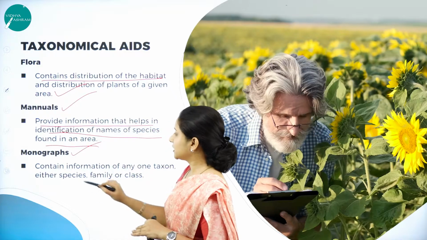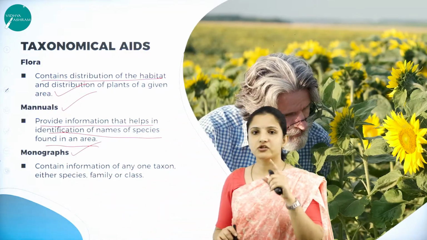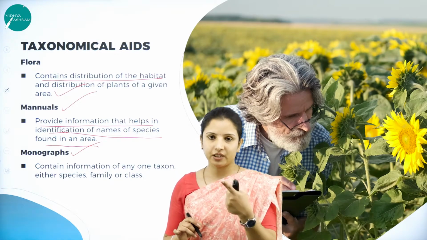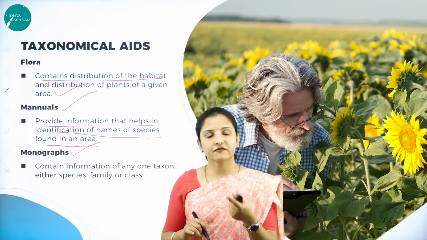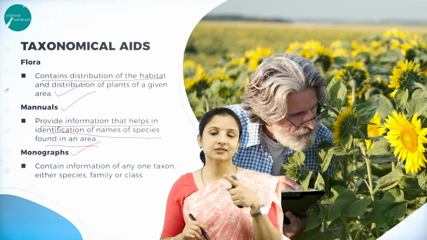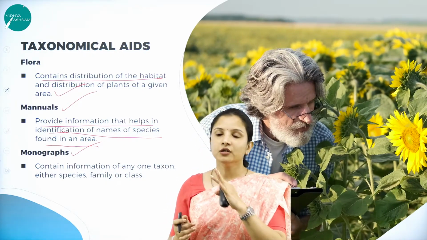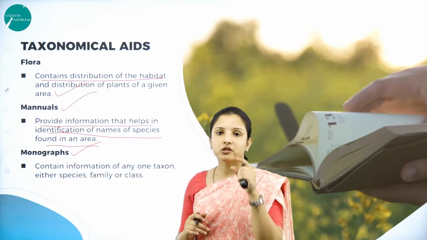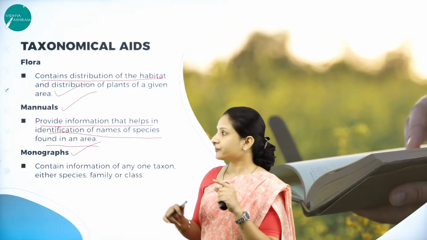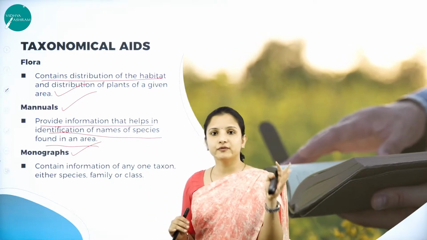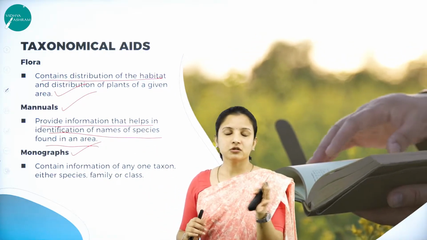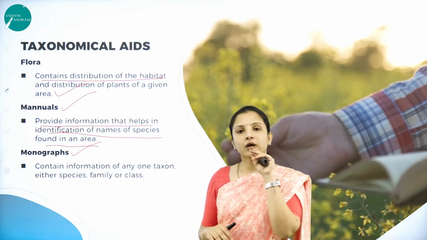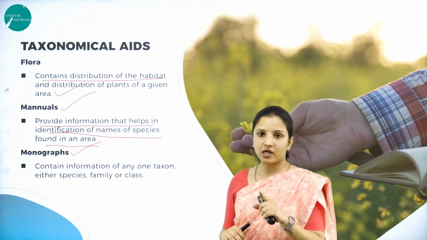Next is monographs. Monographs contain information on any one taxon. Say for example, you want to study one particular species, Mangifera indica, that is mango. You can go for monographs, wherein they will give information only about Mangifera indica. If you select a manual, you have to see a lot of pages, because a lot of other things will also be there. But in the case of monographs, only one kind of information will be present.